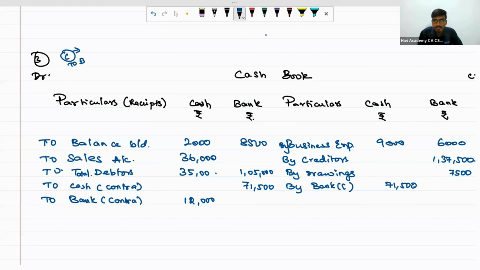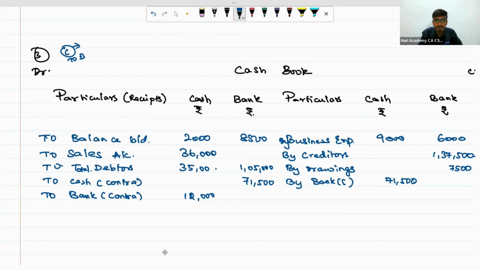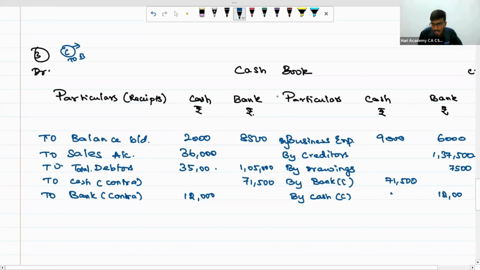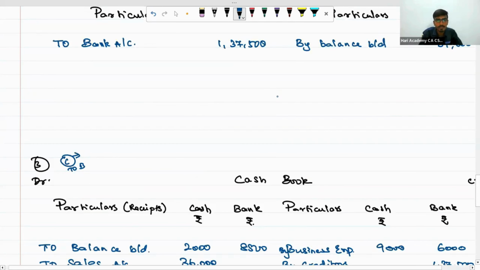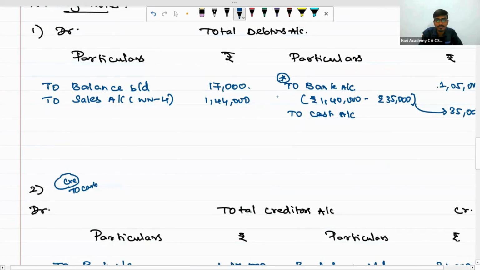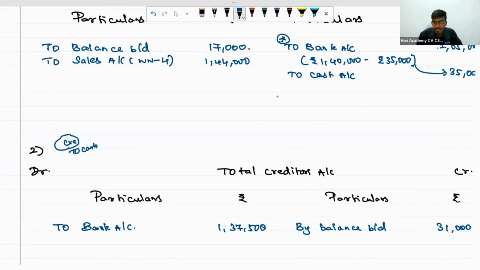Okay, then I will use "by cash account contra" and I will put it in my bank, that is 12,000. Here it is like this, change it.